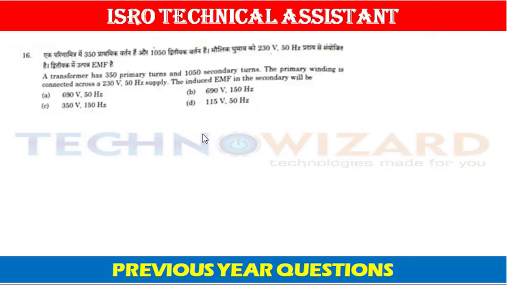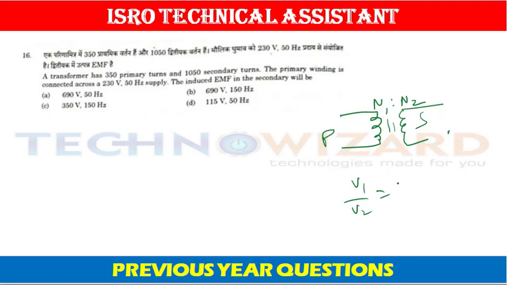Question number 16. A transformer. Okay, we are talking about transformer here. So we are drawing a transformer here. This is the primary winding and this is the secondary winding, and this is a turns ratio, that is N1 is to N2. Okay, and we know that transformation ratio is equal to V1 upon V2 is equal to N1 upon N2 equal to I2 upon I1, also E1 upon E2. Okay, this is transformation ratio.